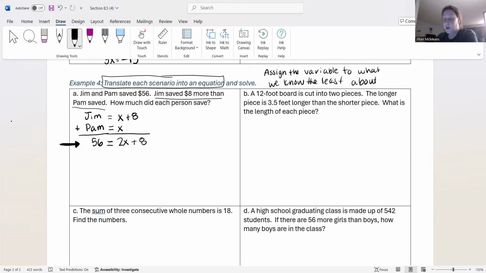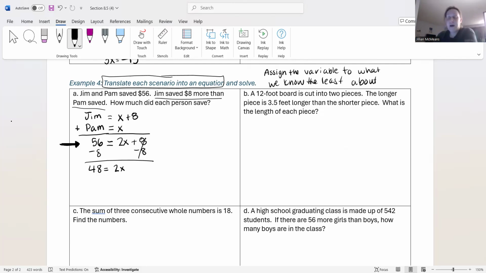So what I want to do is get my 2x alone. I've just got the one variable term, which is nice, but I need to isolate it. So my issue is the plus 8. How do we move plus 8? Well, we subtract. So I'm going to subtract 8 from both sides. On the left, 56 minus 8 is going to be what? 48. And then on the right, 8 minus 8 is just 0. And then 2x plus 0 is just 2x.